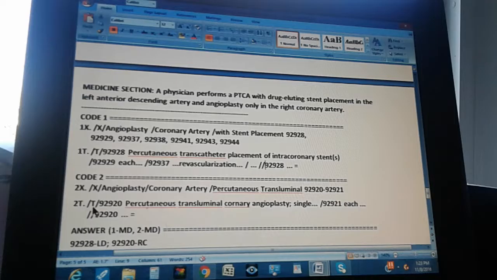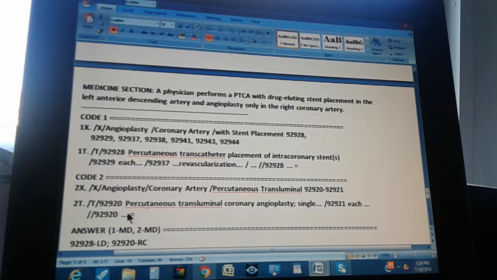Then the code number 2 through the tabular is checked like this. First you go to tabular. You start with 92920, percutaneous transluminal coronary artery angioplasty, single, right? And next is 92921, each. And then we have to go back to the first one because it's a single one. It's only one. And then we put the modifier because it is a right coronary artery. That's what RC means, right?